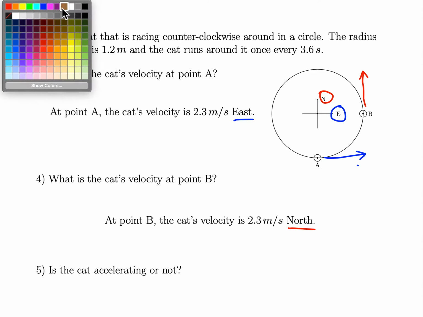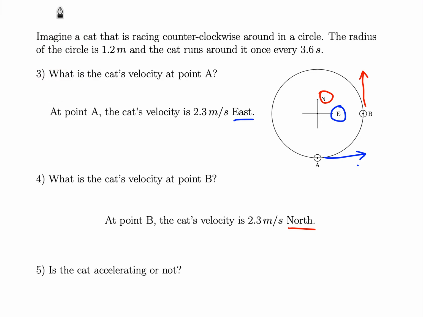Acceleration is a well-defined kinematic quantity. Remember what acceleration is. It's change in velocity divided by change in time. So I guess you have to ask yourself, is the velocity changing? That would be a yes or a no. Now, you might be thinking, well, here, 2.3 meters per second at A, and at B, also 2.3 meters per second. So it doesn't seem like the cat's speed is changing at all. And in fact, the cat's speed is not changing at all.